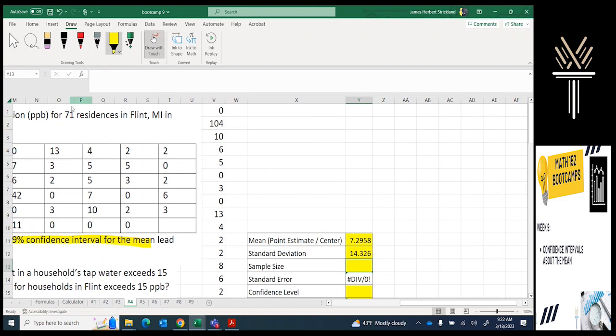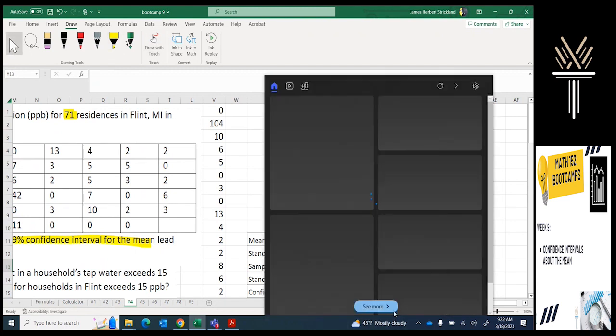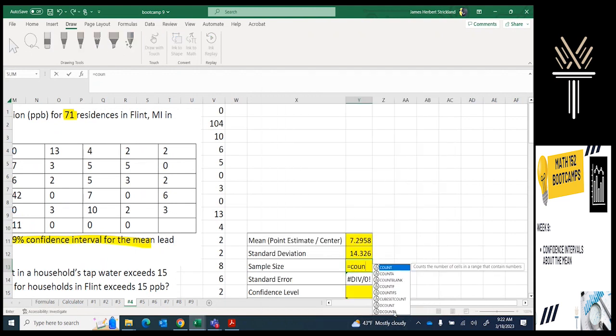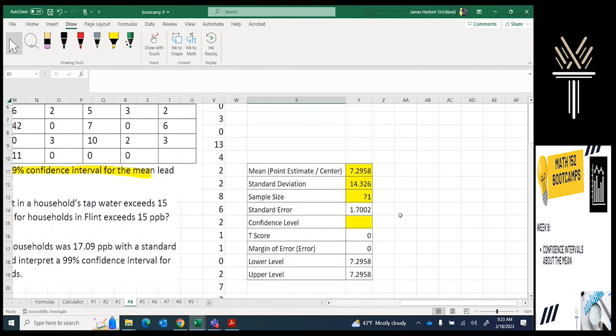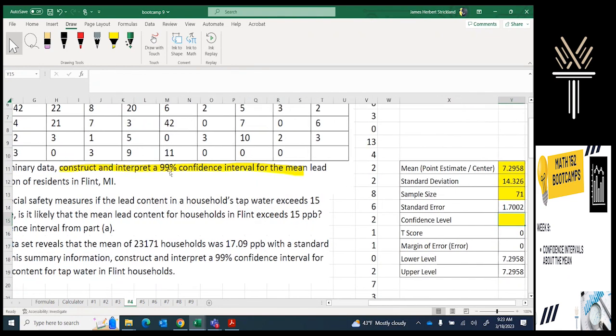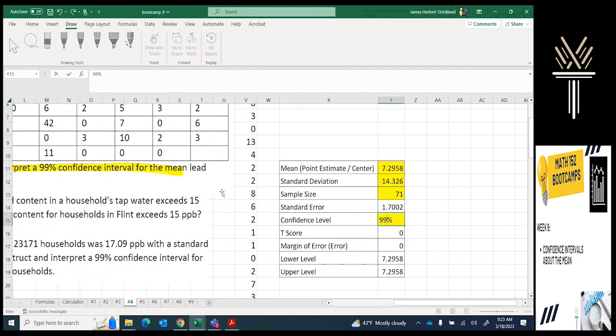We're told right here what the sample size is, but again, if you didn't know it and it wasn't obvious, just say equals count and get how many data points you have. Either way. It's also a good way to check your work because if you're manually writing these numbers in because they give you a picture to work with, you can make sure that you actually have 71 data points to match what they're saying. And so our confidence level that's given to us is 99%. And there we go.